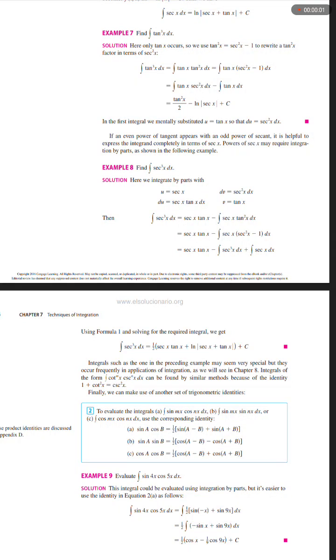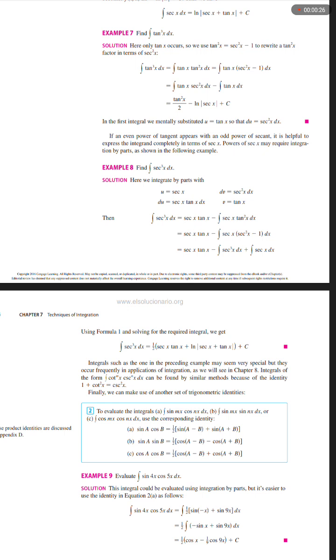Example 7. Find the integral of tangent cubed x dx. Solution. Here only tangent x occurs. So we use tangent squared x equals secant squared x minus 1 to rewrite a tangent squared x factor in terms of secant squared x.